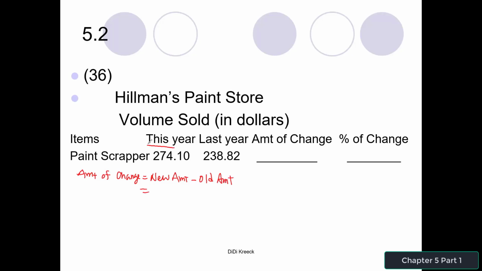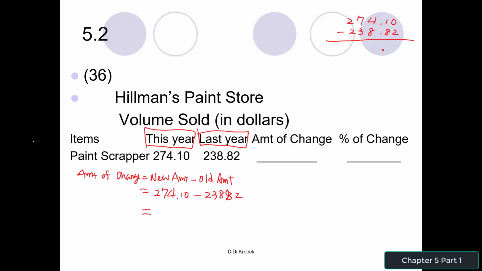Okay, so we have one sales amount for this year and one sales amount for last year. Which one is the new amount? This year's, 274.10. Okay, so I can get the difference on top. I know the new amount is bigger than the old amount, so we have a positive difference, right? That means we have a sales increase. So 274.10 minus 238.82. Line them up vertically according to their place value, place down the decimal points, and then we subtract one digit at a time from right to left. Remember, we talked about this in chapter 3.